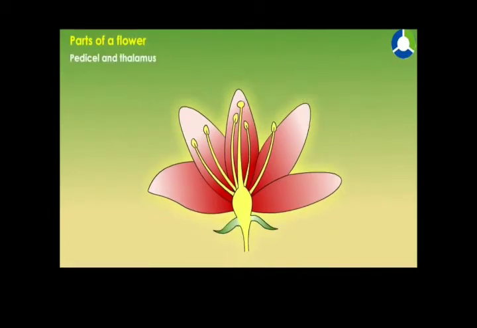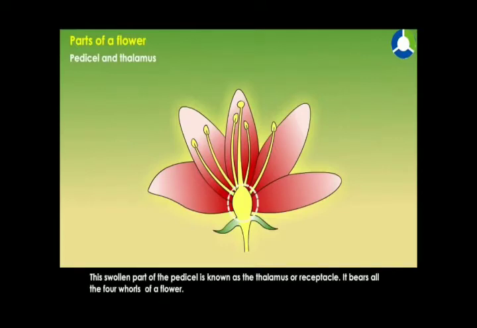Pedicel and thalamus. The flower is borne on a stalk called pedicel. The uppermost end of the pedicel is swollen. This swollen part of the pedicel is known as thalamus or receptacle. It bears all the four whorls of a flower.